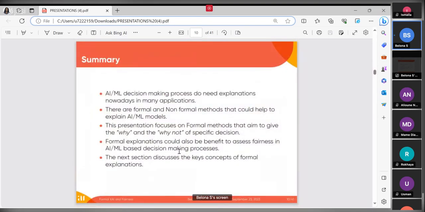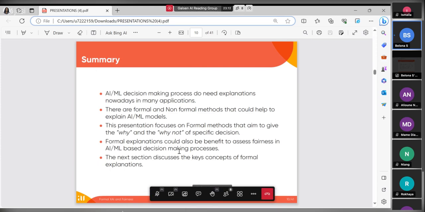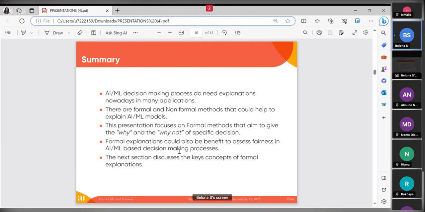So what we can keep in mind so far in the presentation is that machine learning models or decision making processes need explanation. We have formal and non-formal approaches to explain machine learning models, but in this presentation we focus on formal methods, and then to answer the why and the why not on the specific decision. Formal explanation could also benefit to assess fairness in AI models. And in the next slide, we will discuss the concept of formal explanation.